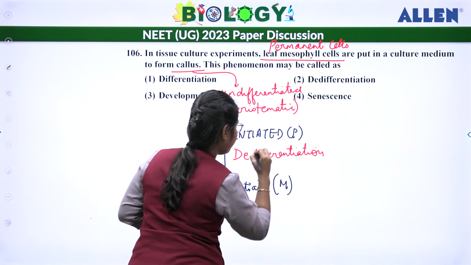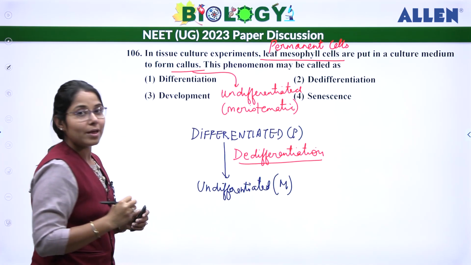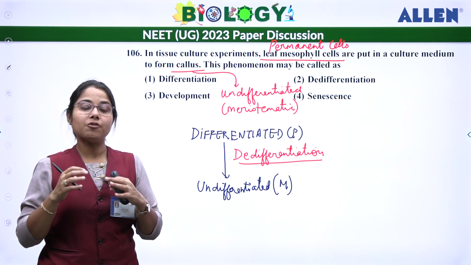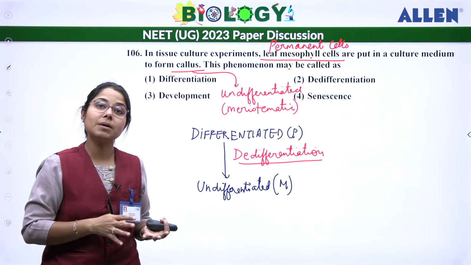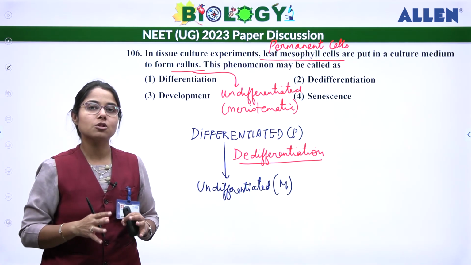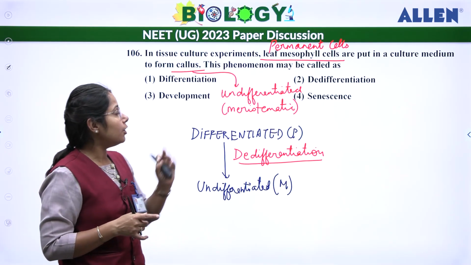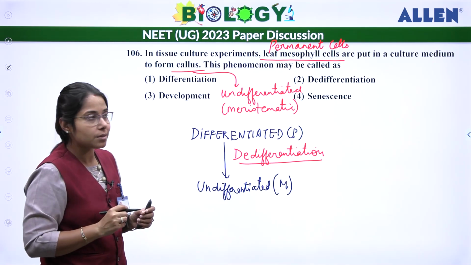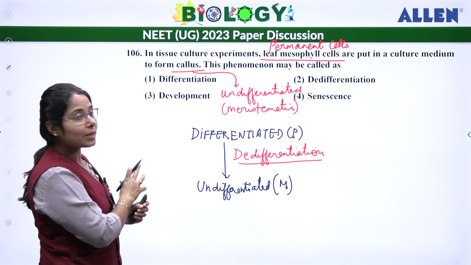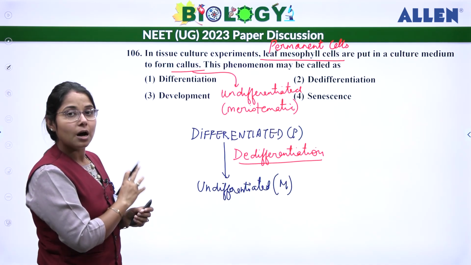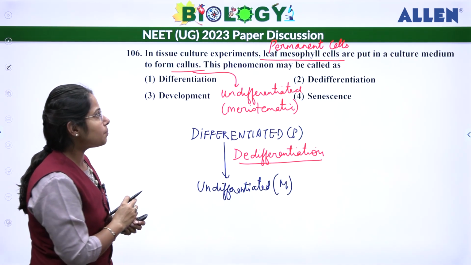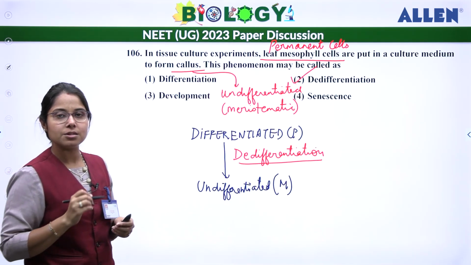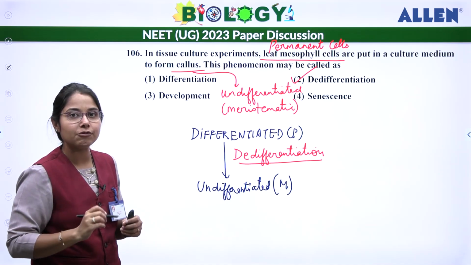De-differentiation. So differentiation is a process where from a meristematic tissue, a permanent tissue will be formed. But from a permanent tissue, when a meristematic tissue is formed, that process is called de-differentiation. So here you can see the leaf mesophyll cells, which are differentiated permanent cells, getting converted into a callus, which is undifferentiated cells, a meristematic tissue. So what is this process called? This phenomenon will be called de-differentiation.